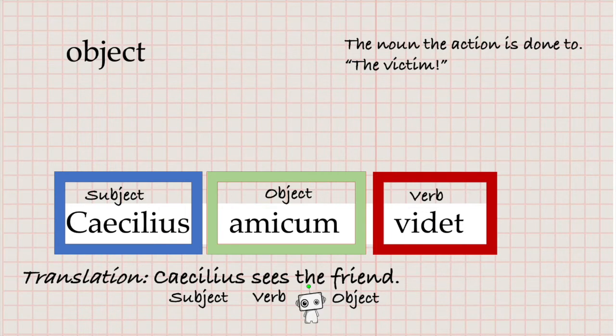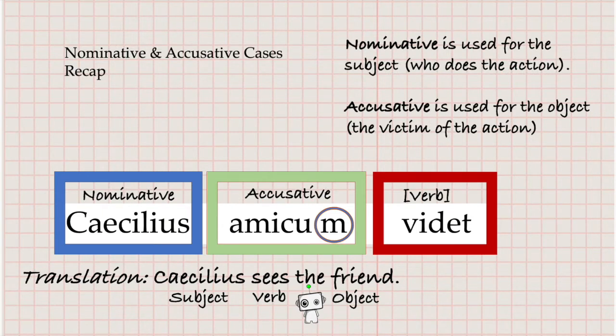The object of the sentence is the noun that is having something done to it. It's the victim, and that M ending is significant. We can use more technical language than subject and object. We can refer to the nominative and the accusative cases. Cases are essentially different endings on the noun.